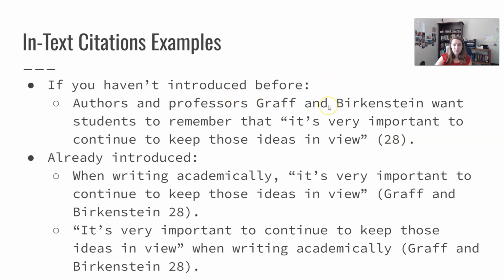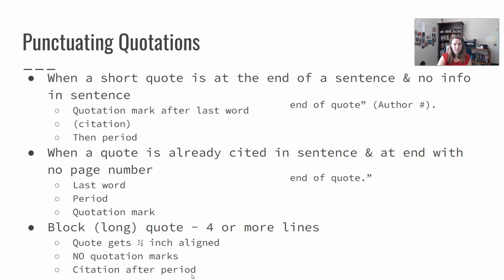If I've introduced them before, I can still say the author in the sentence, or I could take one of these approaches as well. Here's my quote from when writing academically. So in the parentheses, I'm going to list author, page number. No comma, just author, page number. Or just the direct quote, author, page number at the end. But as long as you have the author and the page number in the sentence, that's what we're looking for.